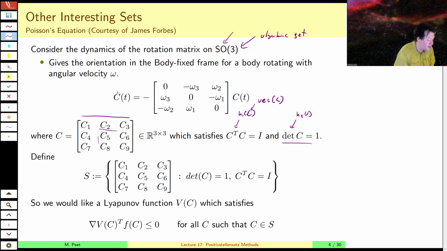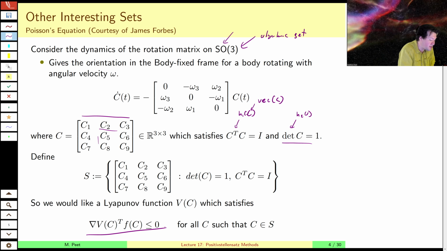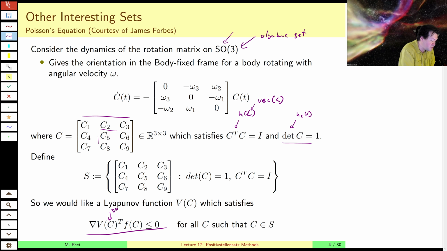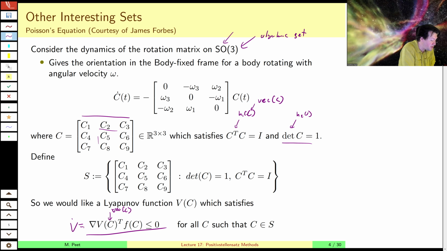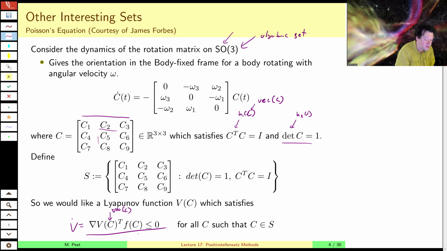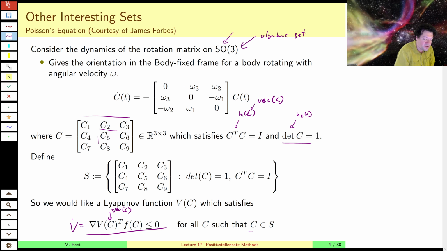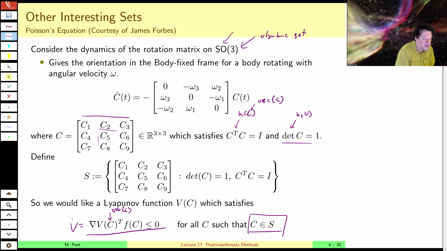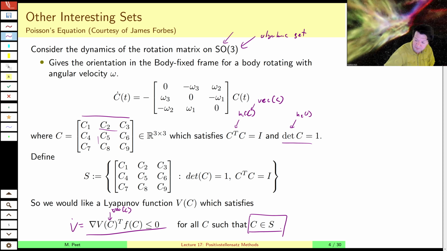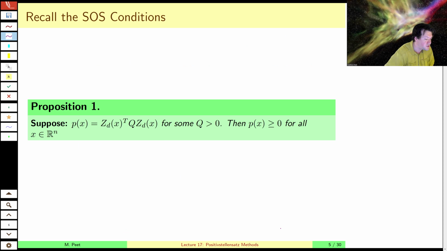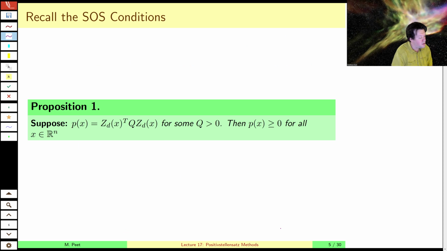So that's interesting. Maybe we were interested in doing something like, again, this is the vector version of C, determining Lyapunov stability of a rotation matrix. Then you'd have to prove that V dot is less than 0 on this set of rotation matrices, which is itself a semi-algebraic set. So that's interesting. I just threw another example in here.